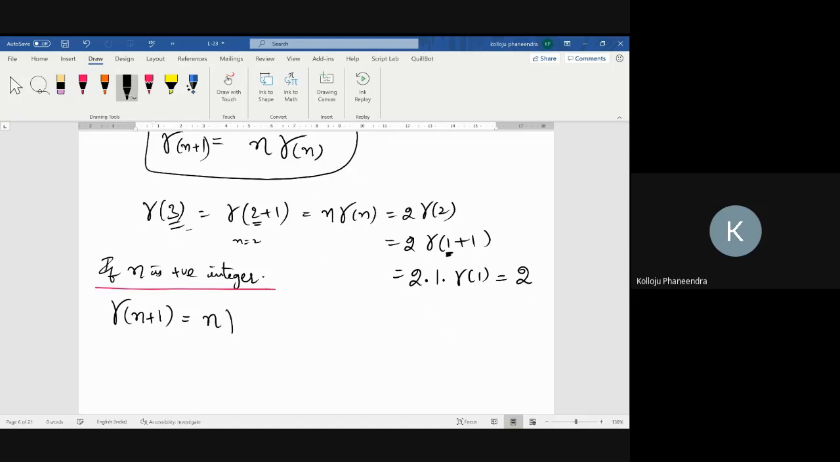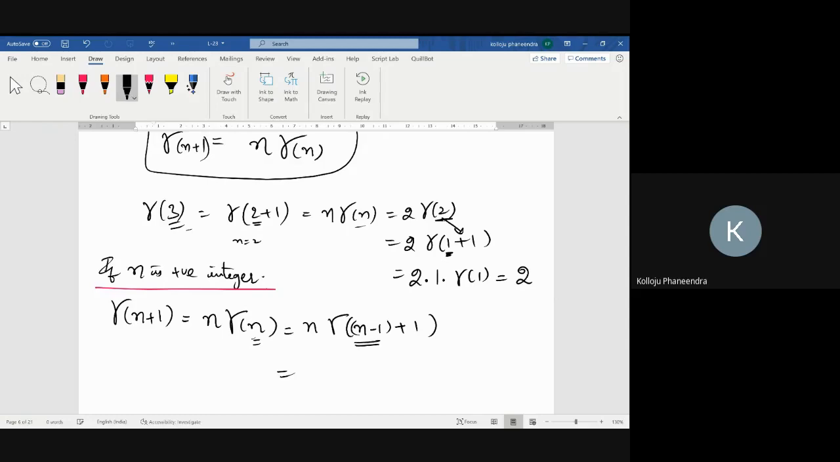I can write n into gamma n by using the reduction formula. Again, since it is an integer, I have written n into gamma n. Again, 2 is written as what? 1 plus 1. So n can be written as what? n minus 1 plus 1. Got it? n minus 1 plus 1.